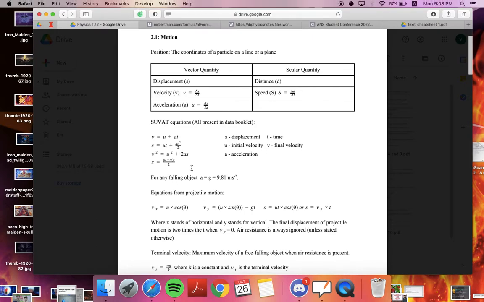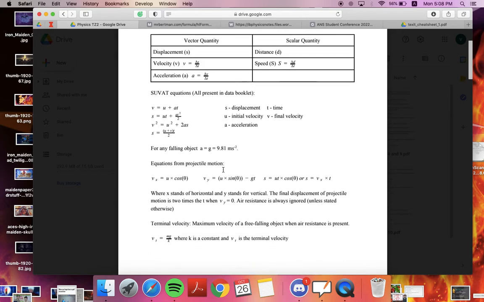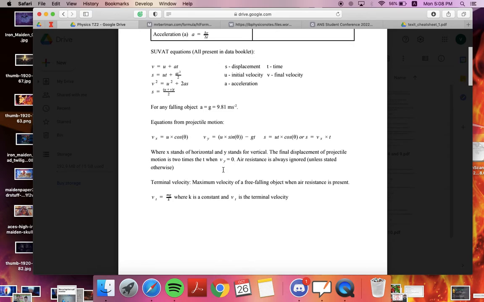These ones, just take it. I actually won't go over the next two because it'll take quite a while. But we have these other equations: final velocity squared equals initial velocity squared plus 2 times acceleration times displacement, and displacement equals initial velocity plus final velocity times time divided by 2. These are all in your data booklet, so you don't really have to memorize them.